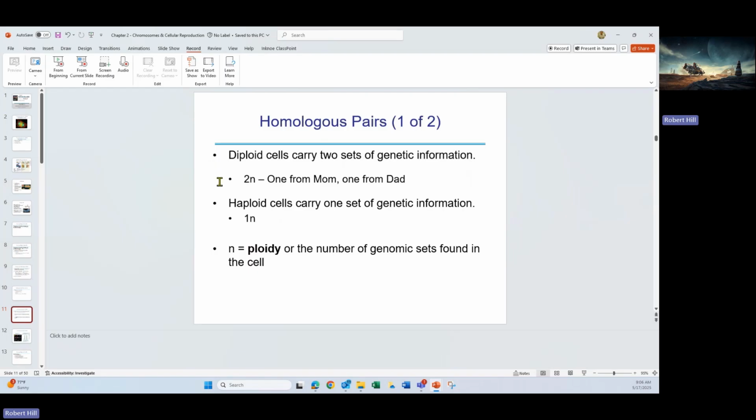One copy you got from your mother, and one copy you got from your dad. Right? So one copy from mom, one copy from dad. We have 46 chromosomes in our cells. 23 of them are from mom, 23 of them are from dad. Now, if you have a cell that is haploid, which is sperm and egg, they only have one copy of the genome. Okay? So be sure you fully understand that.